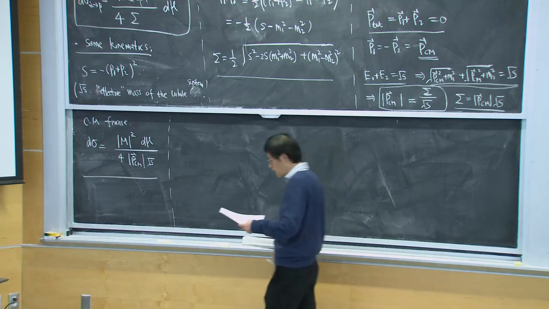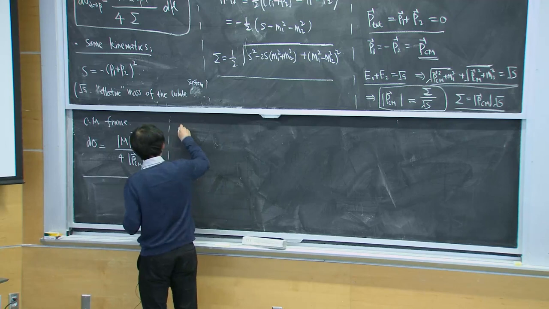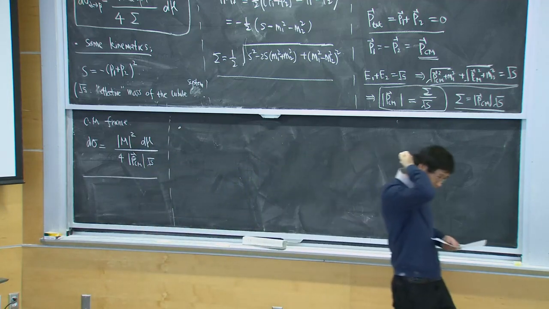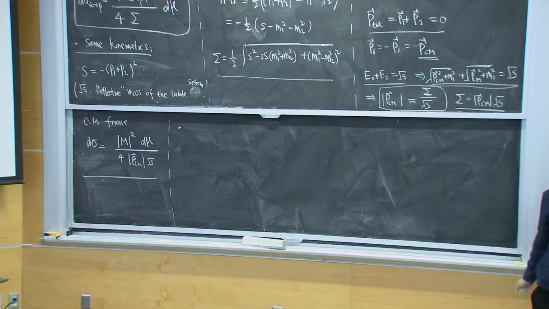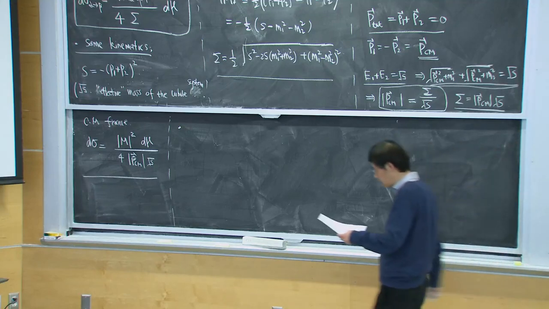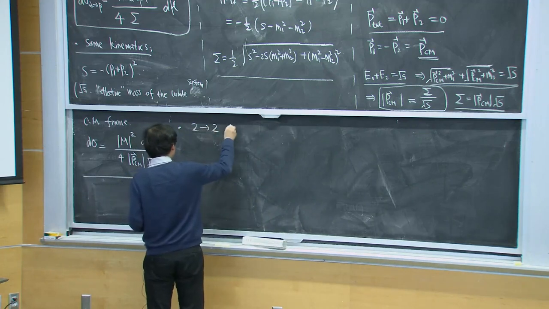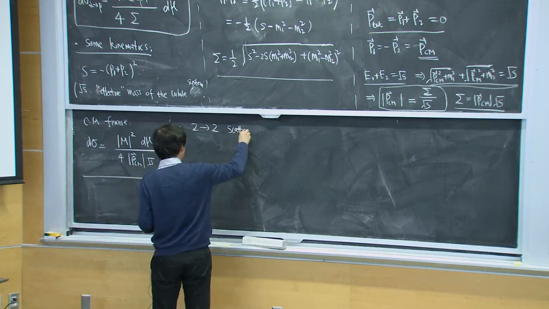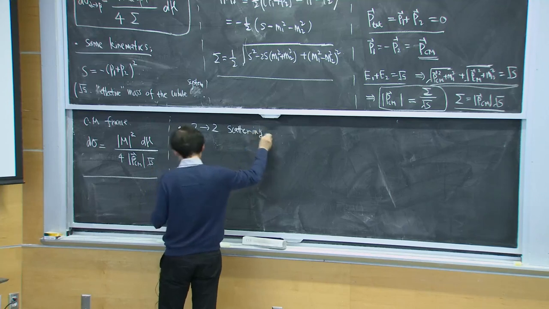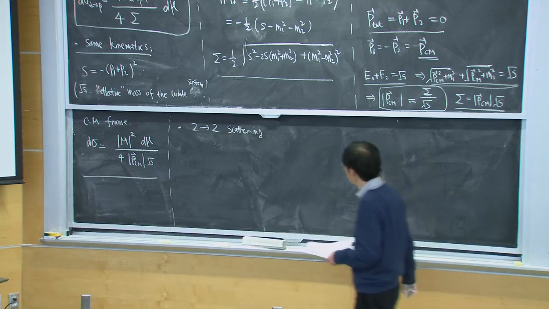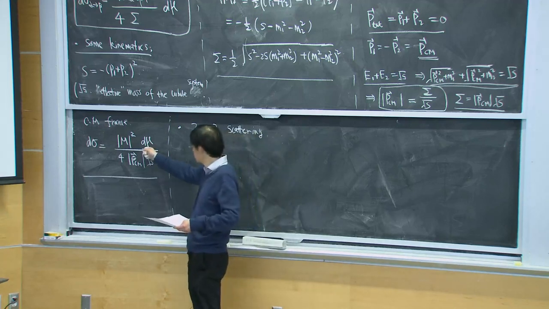So for most questions we are interested in, as you will see in the next lecture, most correspond to 2-to-2 scattering. So now let's specify 2-to-2 scattering, where the final state only contains two particles. In this case we can further simplify dμ.